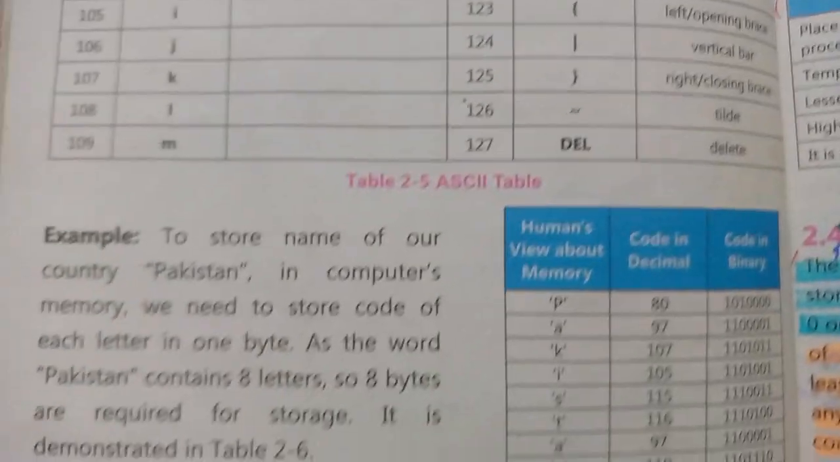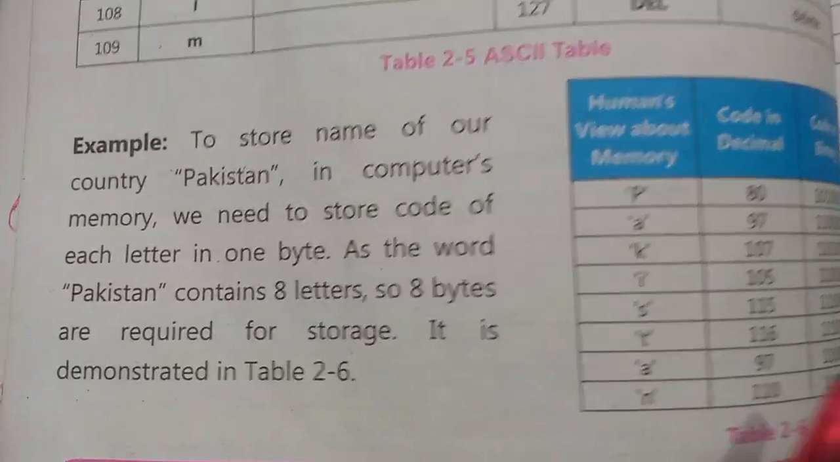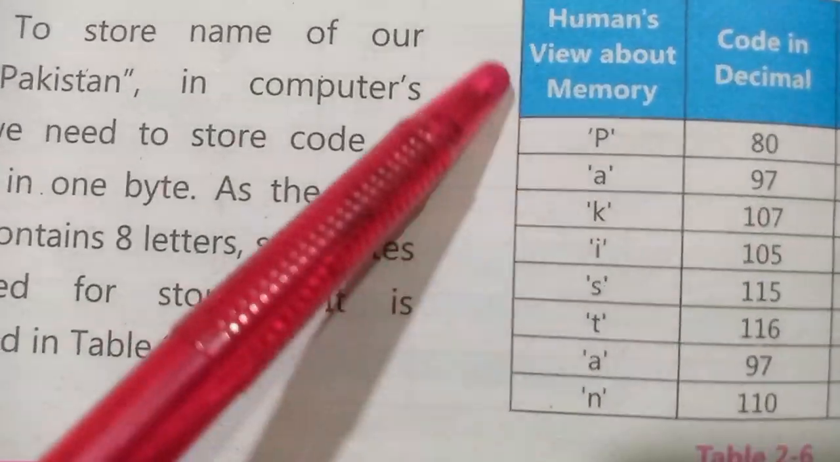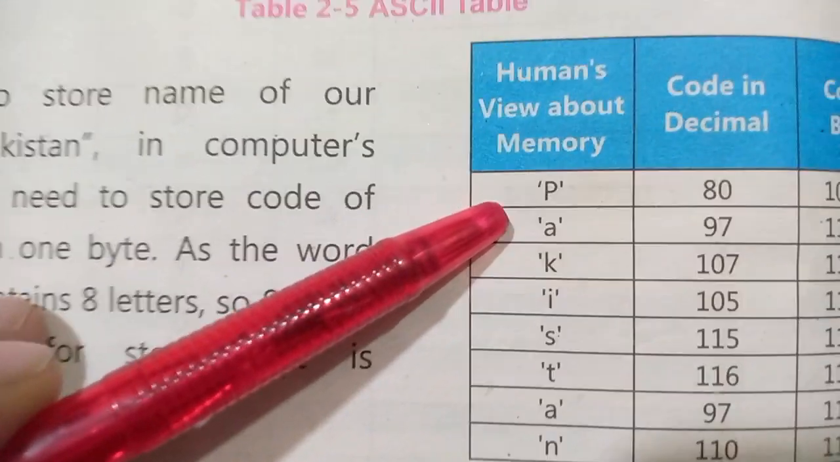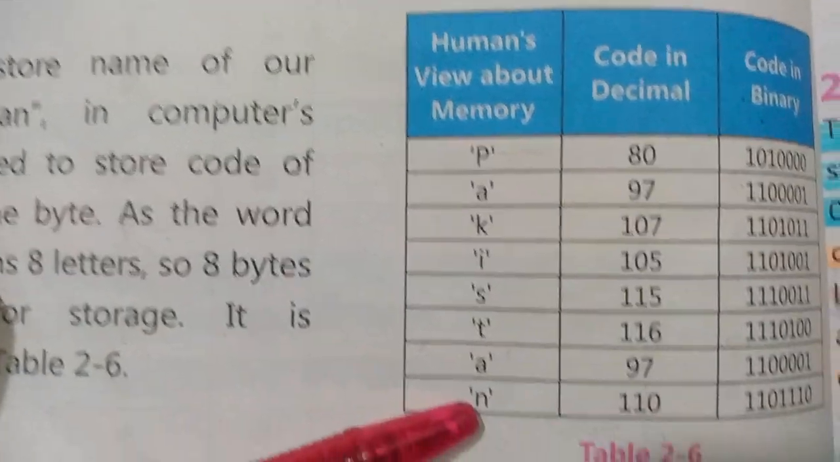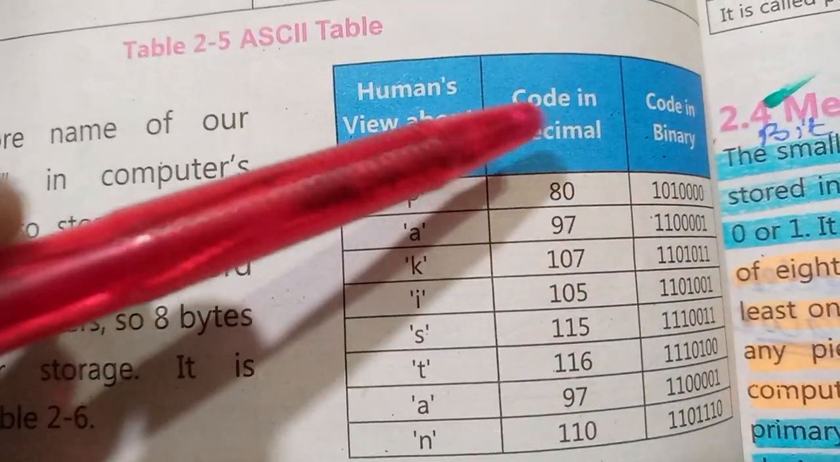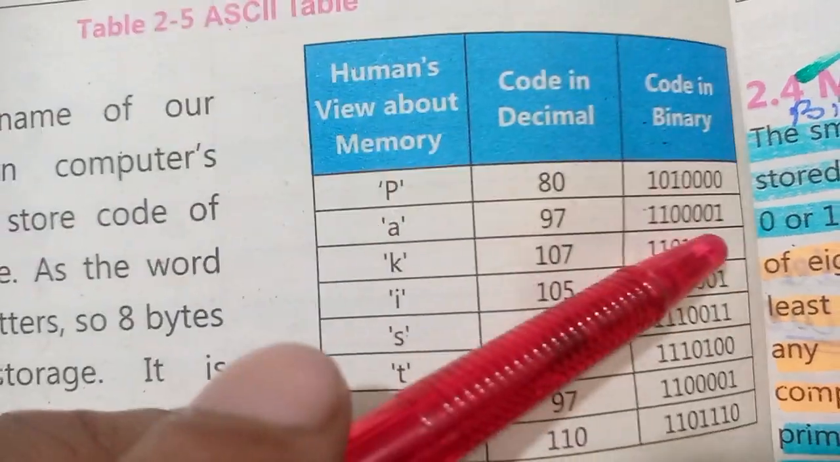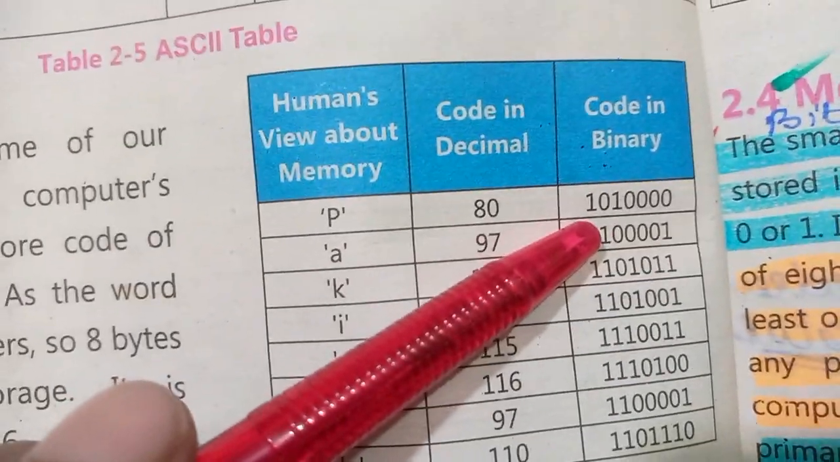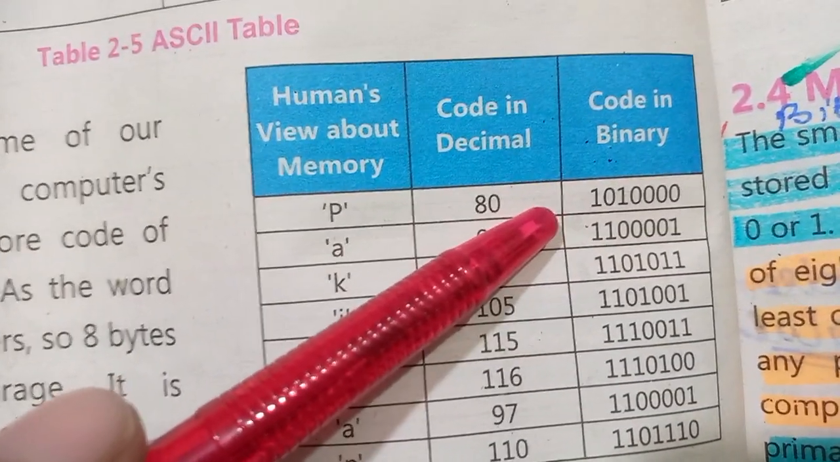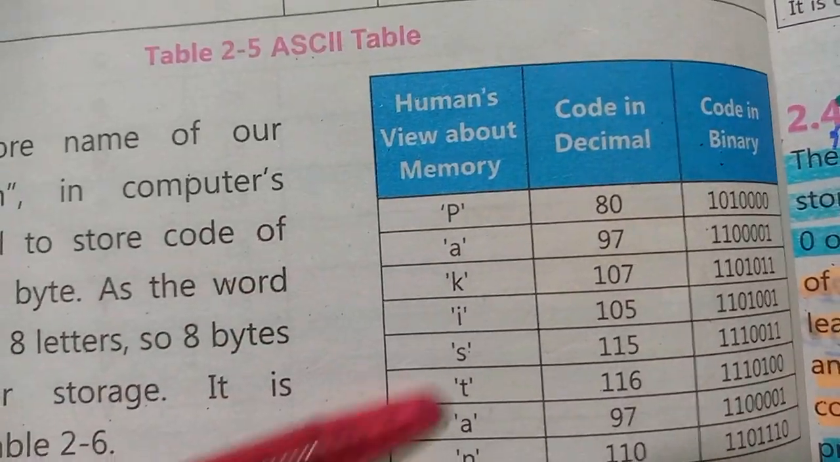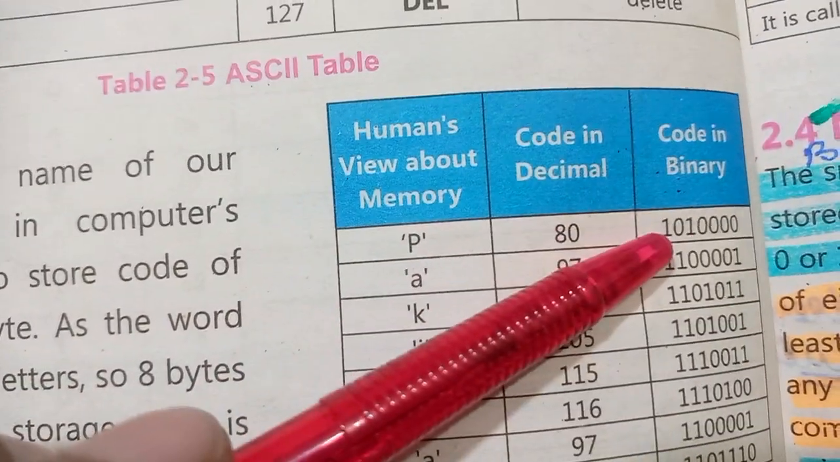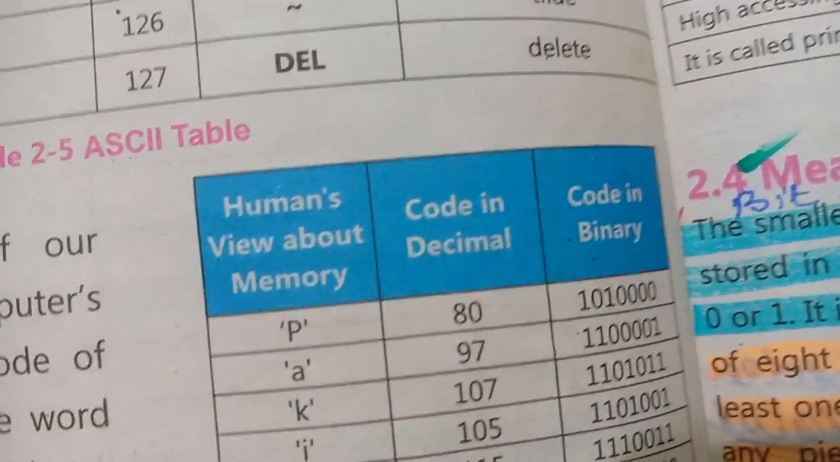After this, an example is given: write this text as binary. So, the human view of memory. Suppose we write Pakistan by using the keyboard. The ASCII code of each character is given here, and this code is converted into binary. So you will convert Pakistan by using its ASCII code into binary and then write it in a sequence.